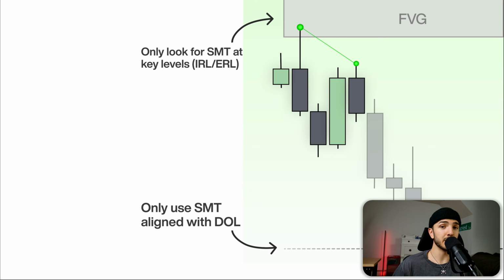So here's two really important distinctions to make. We only look for SMT at key levels. So that's internal or external range liquidity. We only use SMT in alignment with our draw on liquidity. So if the SMT doesn't align with our current draw, it's just irrelevant, it's noise, we're not worried about it.